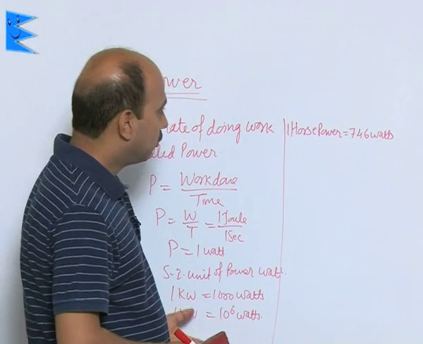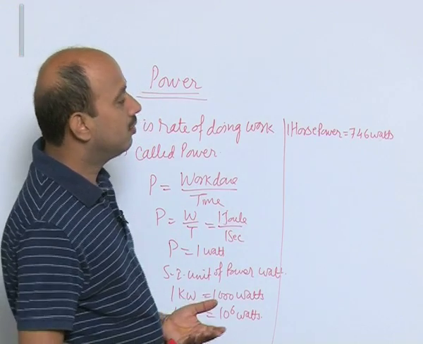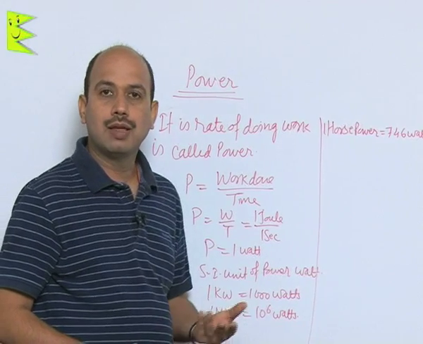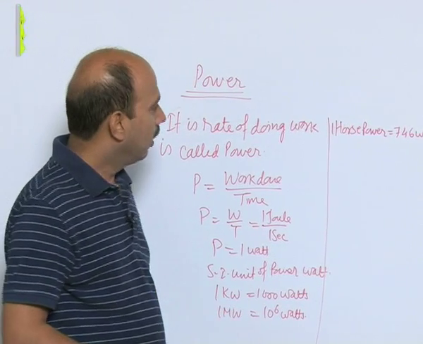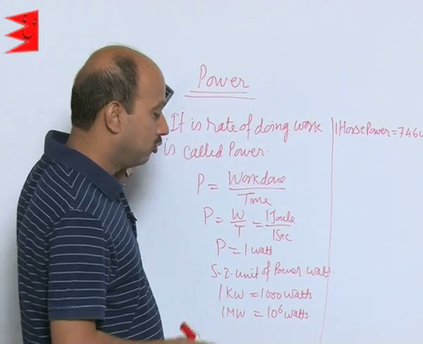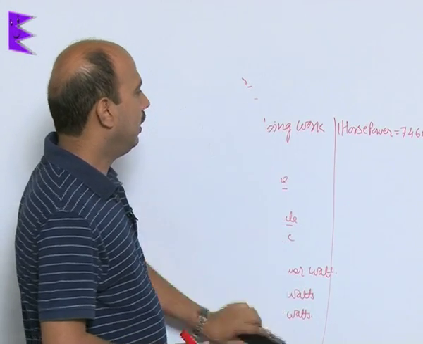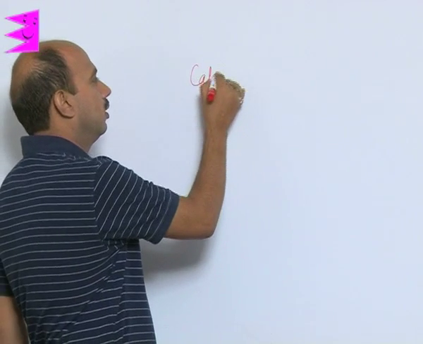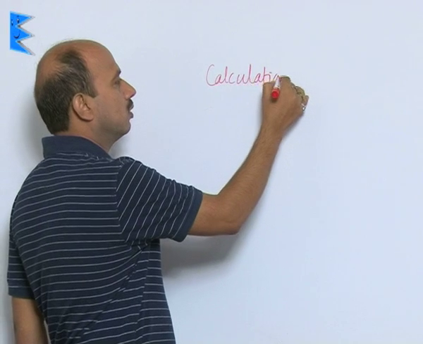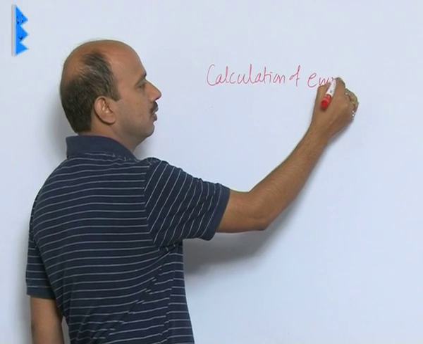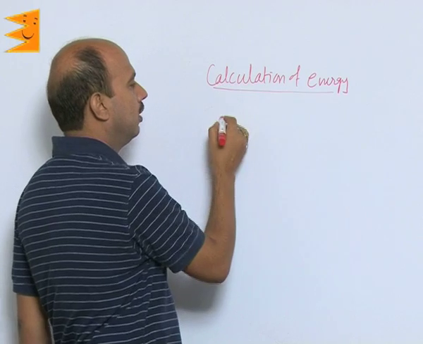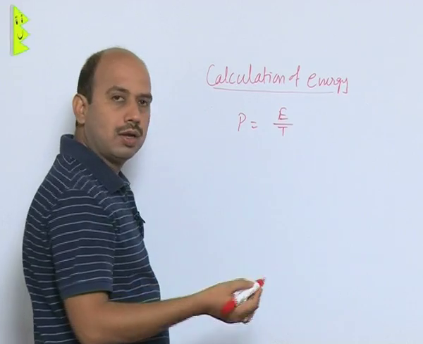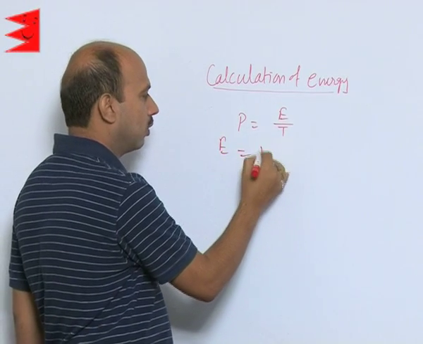Now, after this power, we can calculate energy consumed by using power. If we know the power and time, we can calculate energy consumed. Let us do the calculations of energy. See, as I have told, power is equal to energy upon time, that means work upon time. We can write energy is equal to power into time.